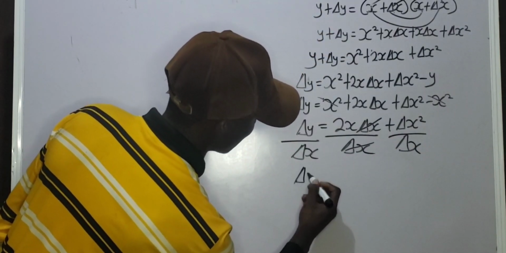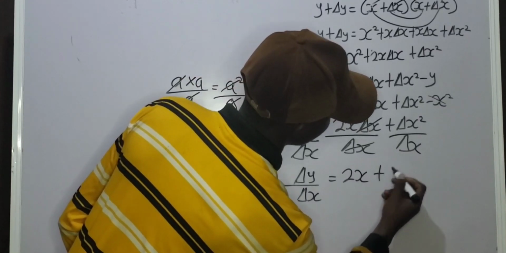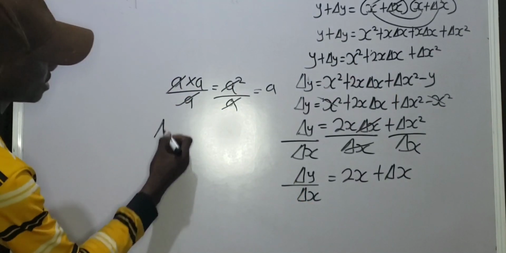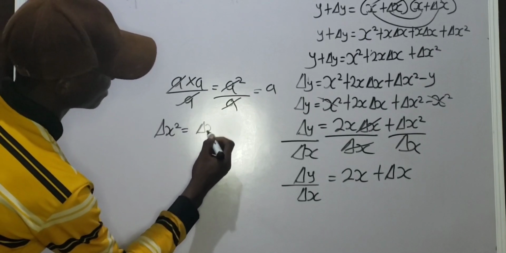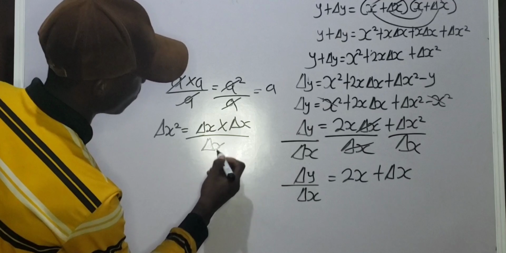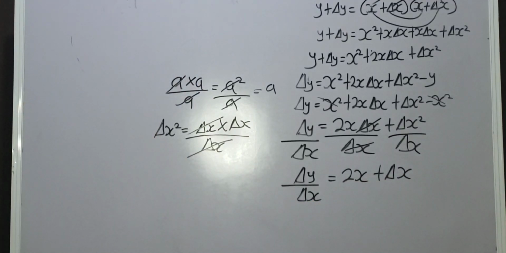So I'm left with what? Delta y over delta x is equals to 2x plus delta x. Do you understand? Delta x squared is this. Delta x squared is equals to delta x times delta x. Okay, and if you divide it by delta x, 1 delta x will cancel 1 delta x. So I'm left with what? 1 delta x.